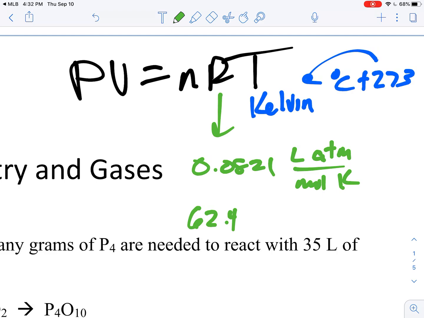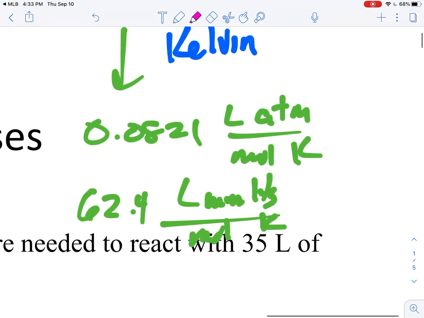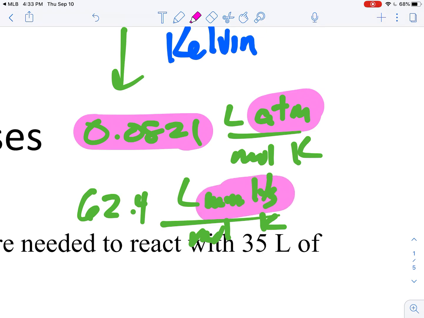Oh, I always forget that one because I never use it. Yes, 62.4 if it is liters, millimeters of mercury, moles, and Kelvins. You can use either of these that you want, the 0.0821 or the 62.4. Help yourself. It's just that if you are in atmospheres, you got to use the 0.0821. If you're in millimeters of mercury, you got to do the 62.4.